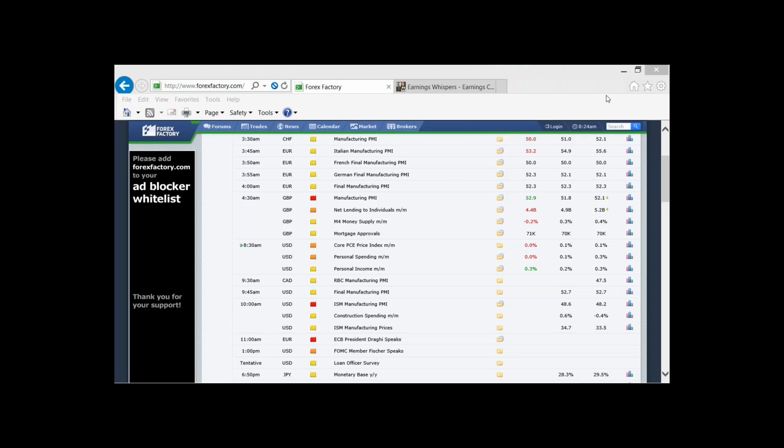Just close that down. News for the day. We didn't have bad news. Everything came out pretty good, but the big one is, of course, going to be the ISM manufacturing. Before that, at 9:30, right on the open, we have the RBC manufacturing PMI, and then we have the final manufacturing PMI at 9:45 for the US, and then we have the ISM manufacturing. This will be the big one. Of course, we've got construction spending and ISM manufacturing prices.